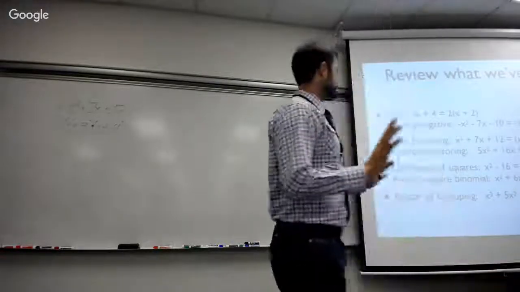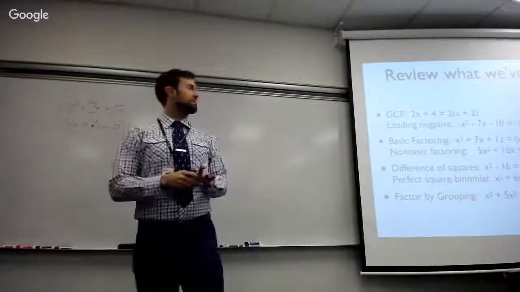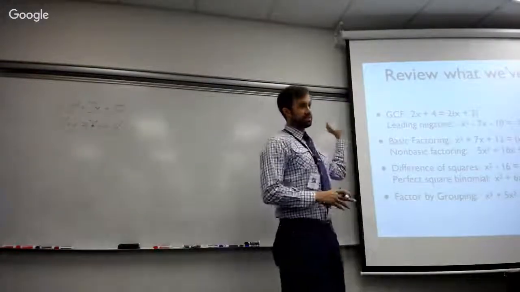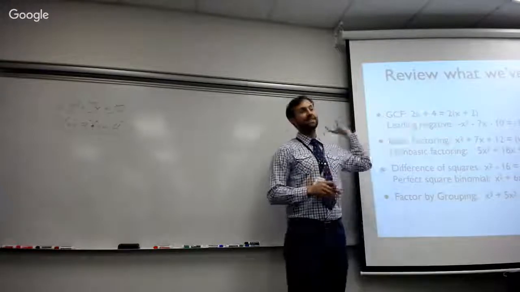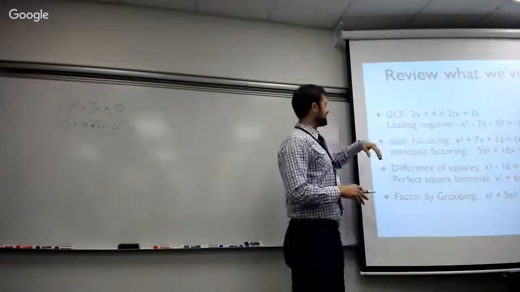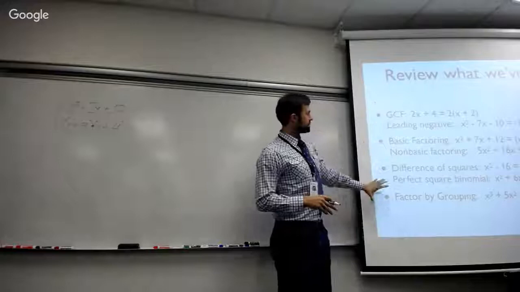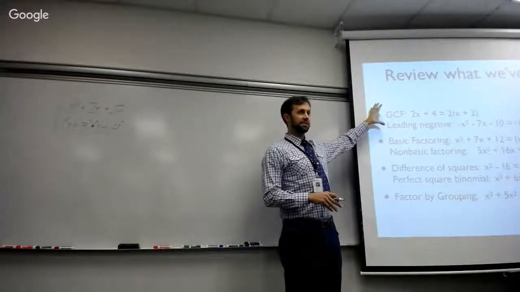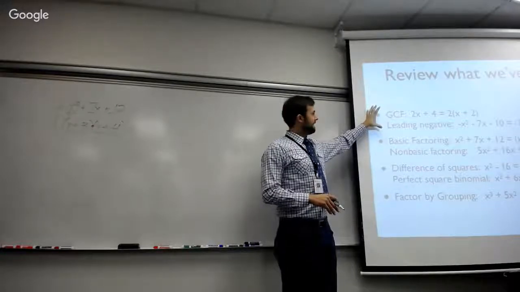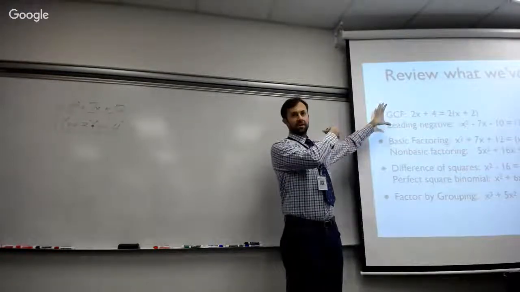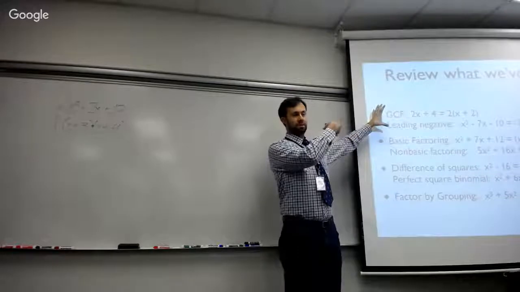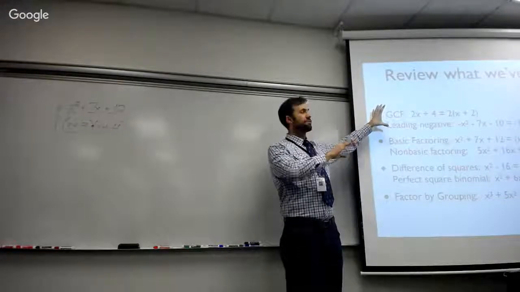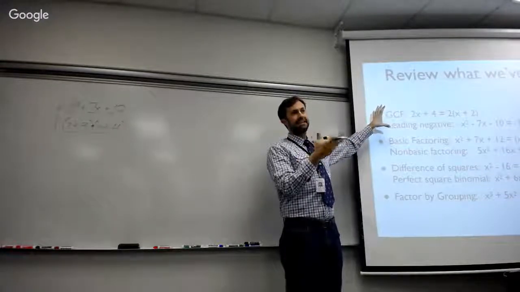Okay, so reviewing what we've done, we've come a long way. We've learned all these different techniques for turning addition problems into multiplication problems. I grouped some of them together. Why did I group these two together? The GCF and the leading negative, what are you doing there? You're just taking out one thing. You're either taking out a number or you're taking out a negative, but you're not really factoring it into binomials. You're just taking something out.